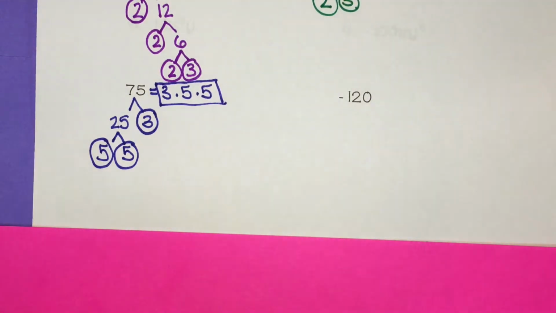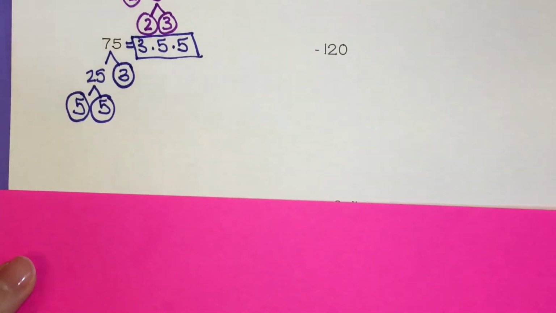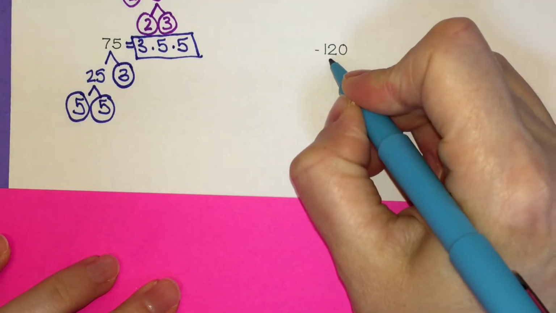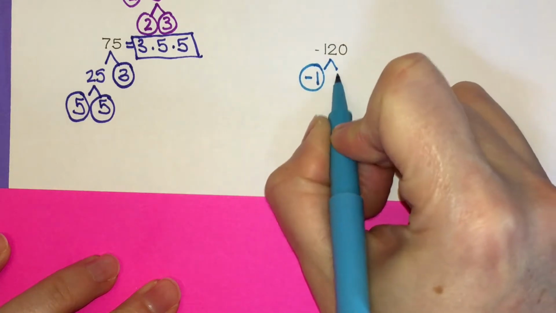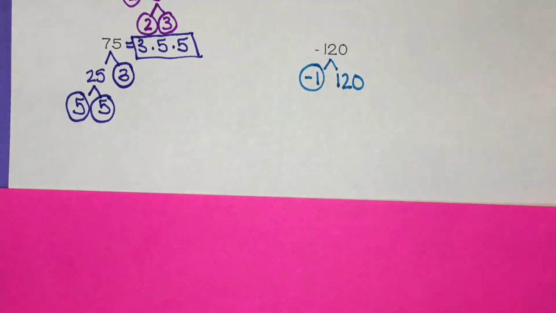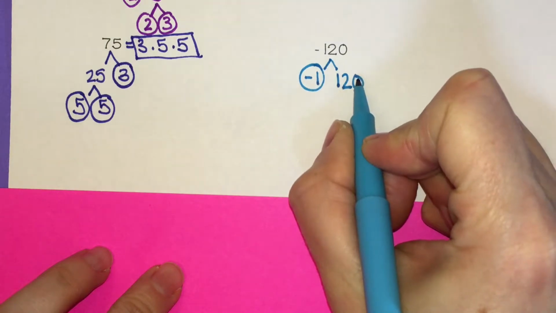All right, so my next one is slightly different because it's negative 120. So I want to factor out that negative first. So I'm going to say negative 1 times 120 gives me negative 120. So anytime you have a negative, factor that negative out as negative 1 times your number.